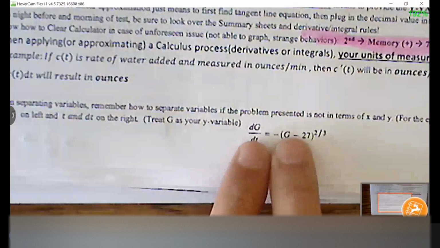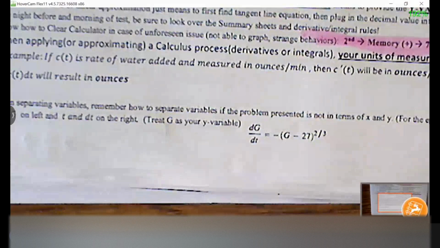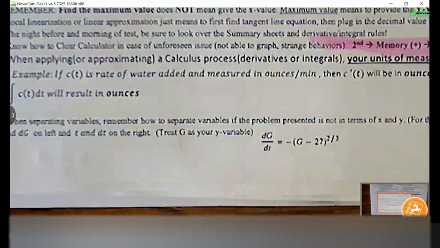Okay. You're not going to see any other variation. It'll be either x and y or it'll be time and something else. And whatever that something else is, that's your y variable. So, don't think that, oh, I got to learn a whole new process. It's the same process. You just have to understand that you may see some different variables when solving different equations. Okay.